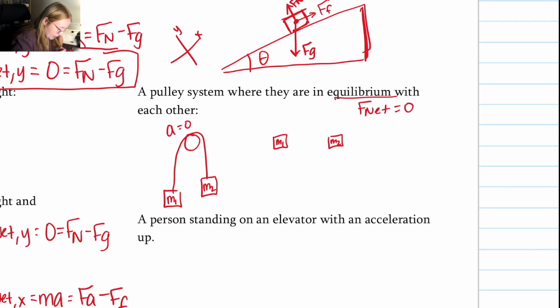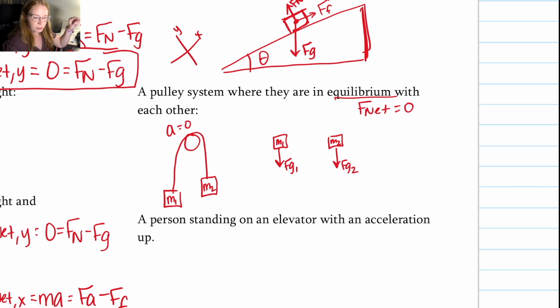Obviously we'd have Fg for both masses. So I'm going to also label them as Fg mass 1 and Fg mass 2, just to differentiate. And then we also have a rope, and with ropes, there's tension.